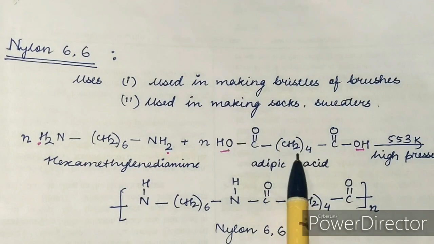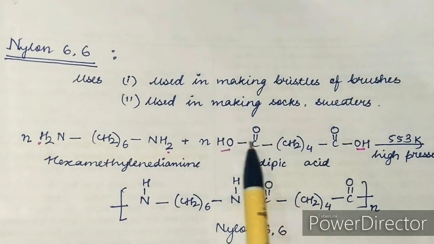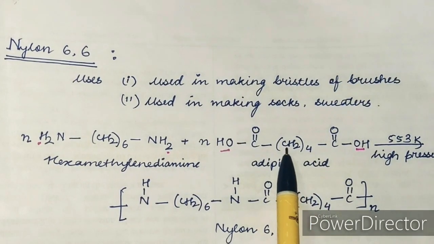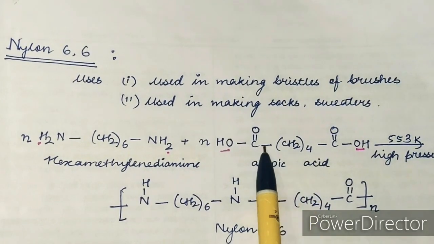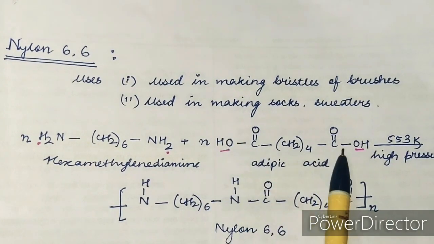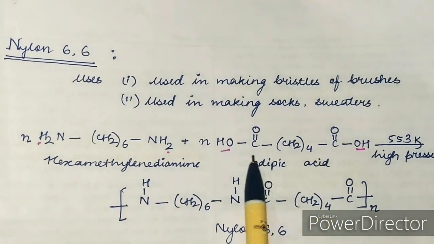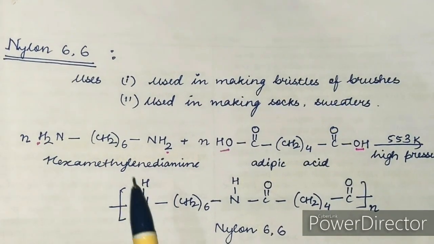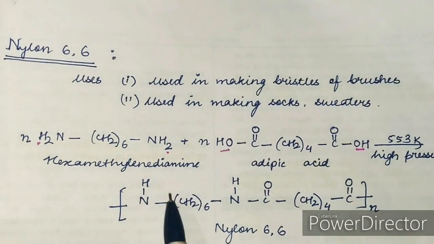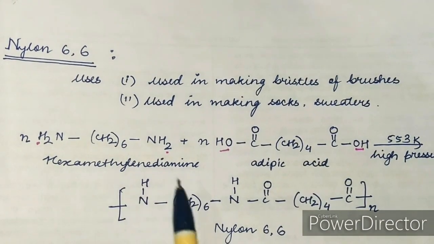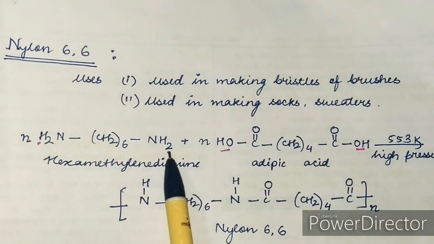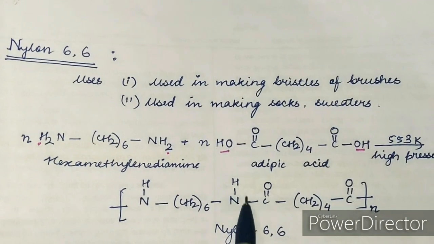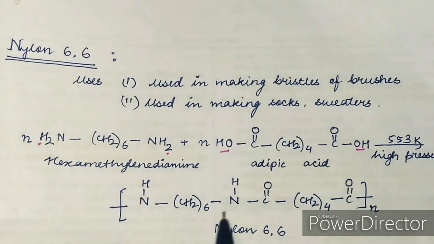Here you will get the tetramethylene dicarboxylic groups. Here it is tetramethylene, which means there are 4 CH2 groups, and then at the end you will get the carboxylic acid groups. The points marked in pink color are to be noted. From here one hydrogen is removed. What is left? NH is left, and in between it is exactly the same. Again from here one hydrogen is removed, so you will get NH. So this is the hexamethylene diamine part.